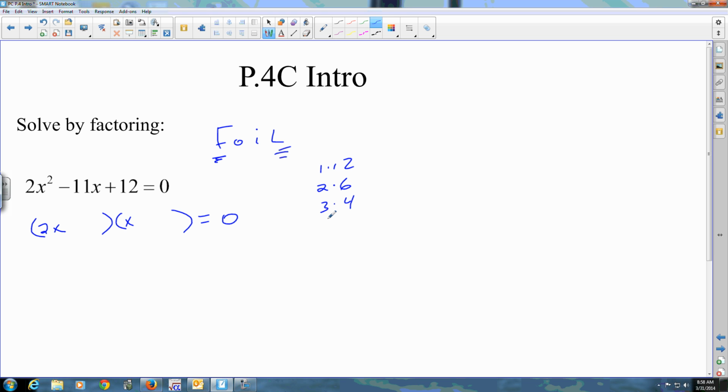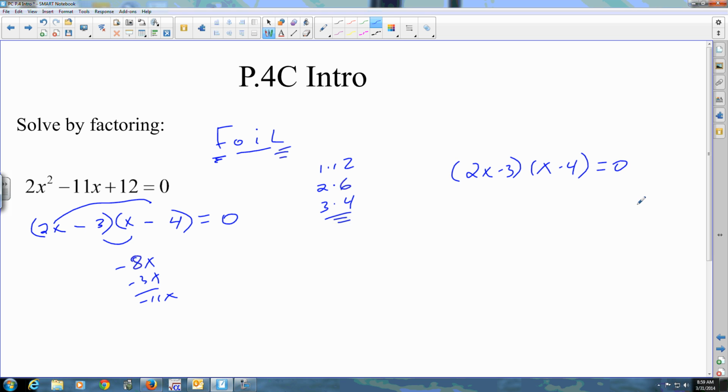Usually what you want to do is pick the numbers that are similar in size as your first guess. So I'm going to stick 3 and 4. They're multiplying to positive, adding to negative, so they're both negative. Now check the O and the I. So there's minus 8x, minus 3x, gives you the minus 11x. So we factored it correctly. So you've got 2x minus 3 and x minus 4 equals 0.